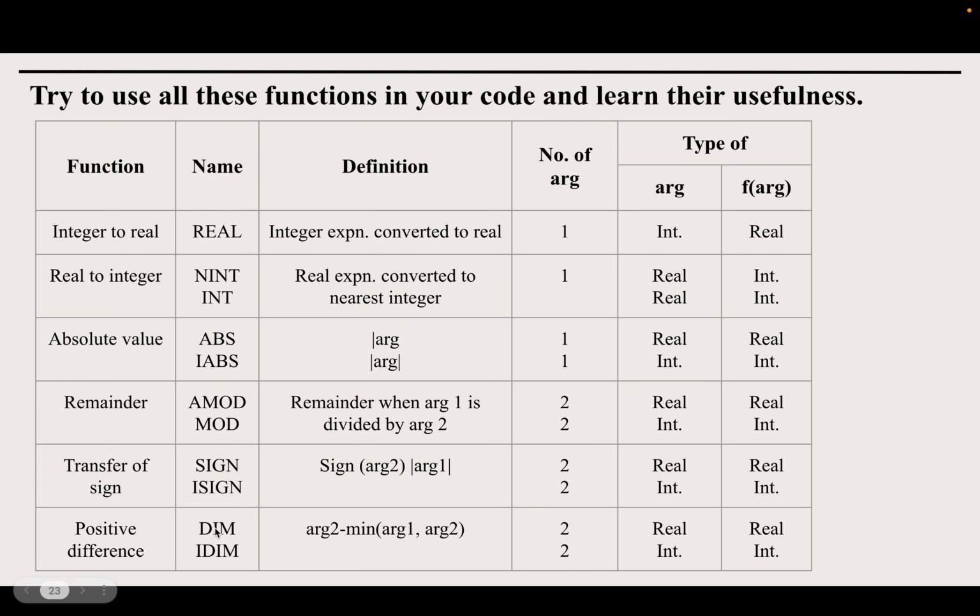And next is the positive difference, that is dim or idim. What it will do is return a positive difference, otherwise it will return 0. So if argument 1 is 4 and argument 2 is 3, then it will return 1 to us. But if argument 1 is 3 and argument 2 is 4, it will return a 0. So this way it will work.